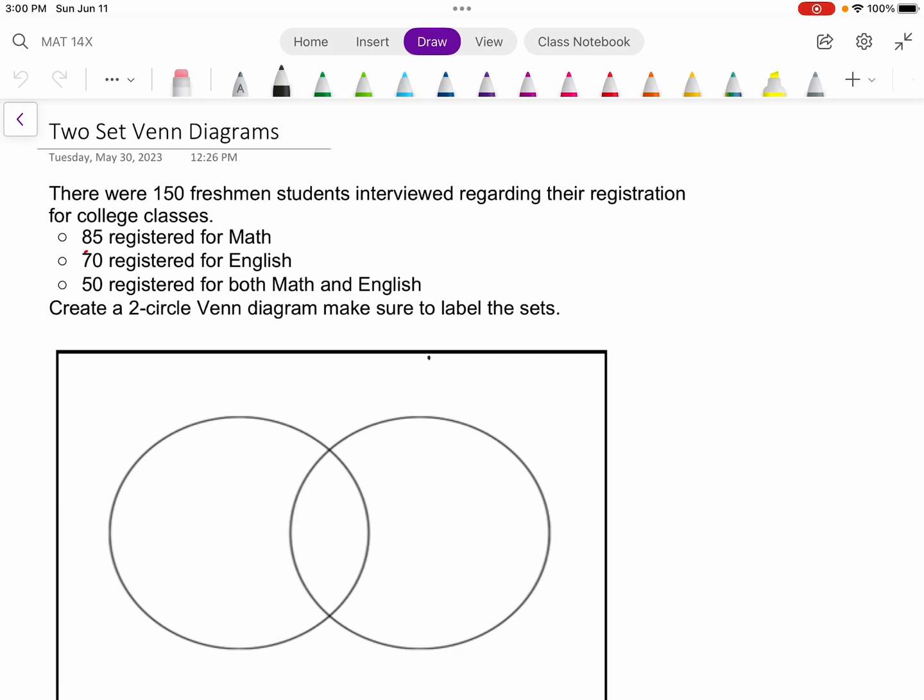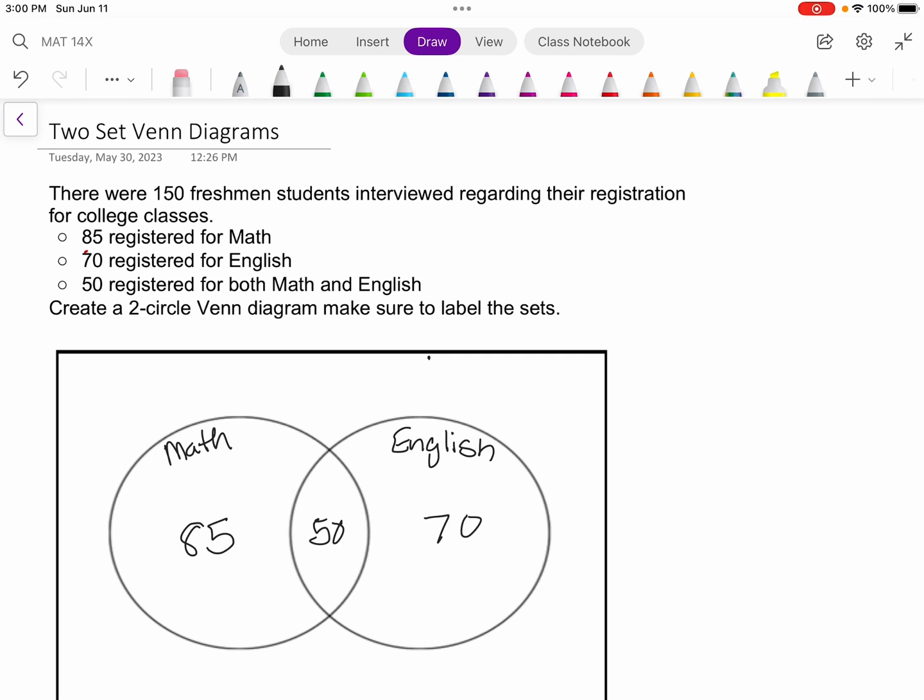In this first situation, we have 150 students who were interviewed about what classes they signed up for. 85 signed up for math, 70 signed up for English, and 50 signed up for both. The tricky thing here is people like to say, okay, I'm going to put math in this first circle, and English in this second circle, 85 for math, 70 for English, and 50 for both.